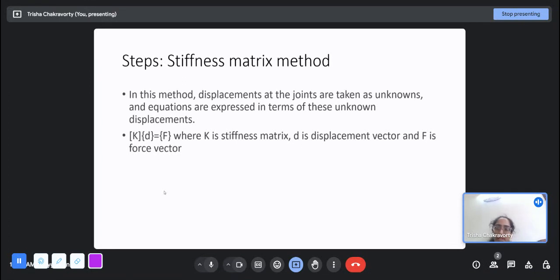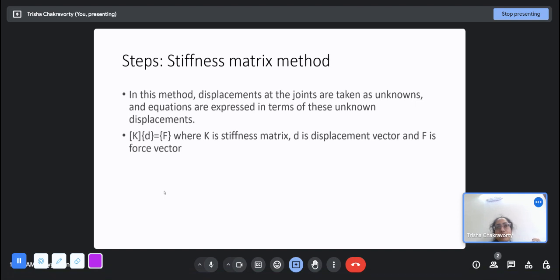Then there will be certain boundary conditions. Suppose there is a hinge support at one end, then there can be no displacement. And suppose there is a roller support on another end, so there can be no vertical displacement at that point. But basically what we do is we take the displacement at each joint as unknowns, and we have to find out a stiffness matrix, a global stiffness matrix.